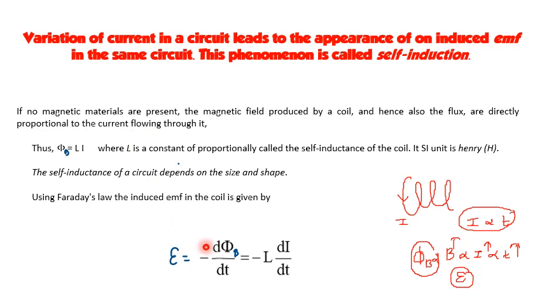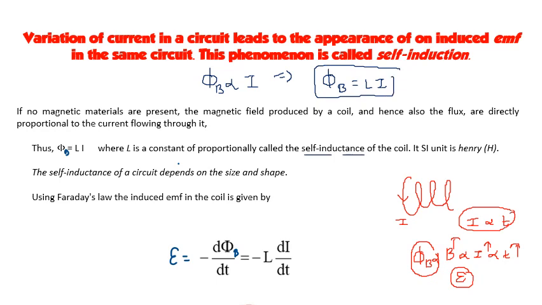Also, the more the current, the more will be the flux. So the more the current through the coil, the more will be the flux through the coil. So if we remove this proportionality, then magnetic flux can be written as equal to L I, where L is the constant of proportionality called self-inductance, and its SI unit is Henry.